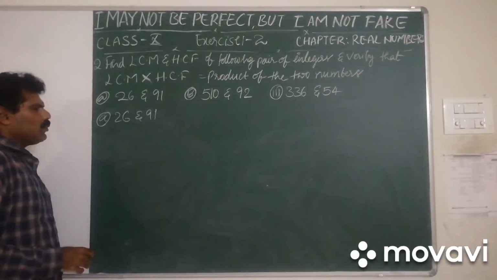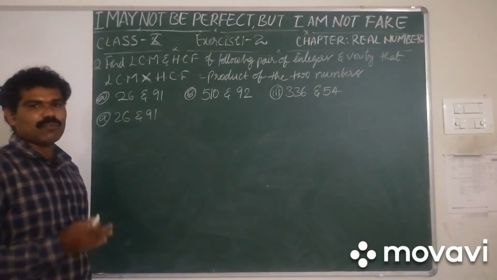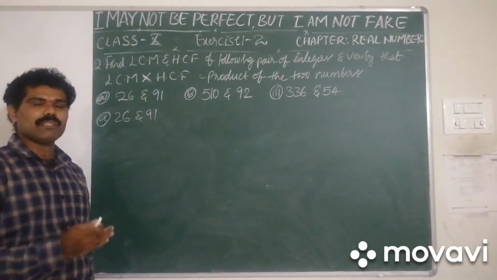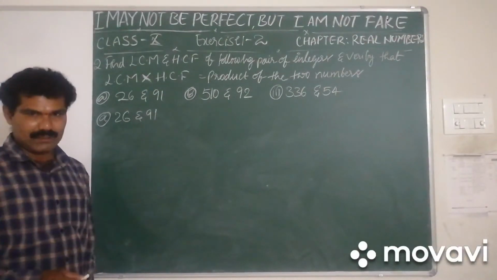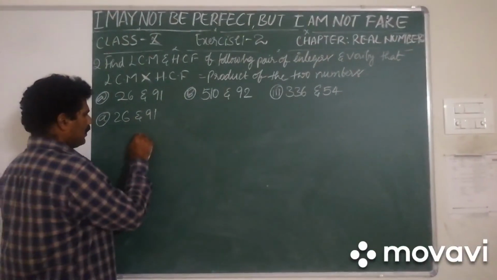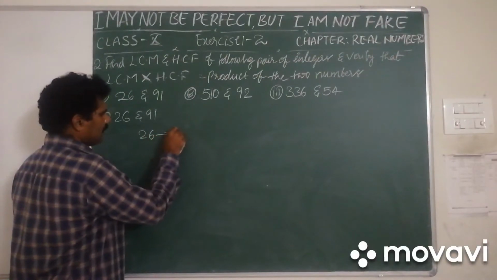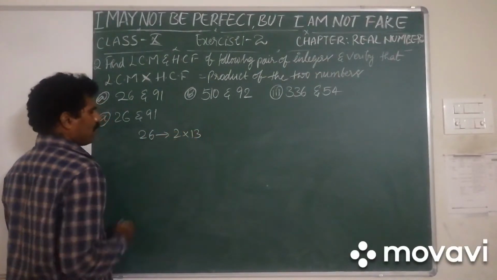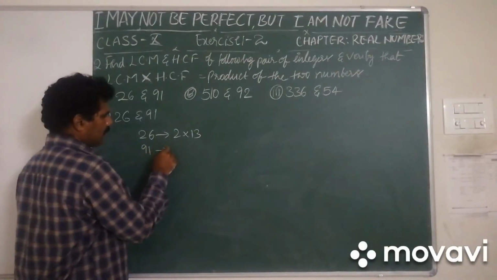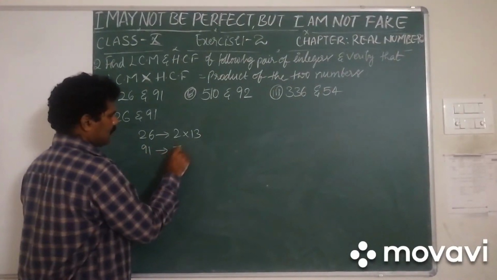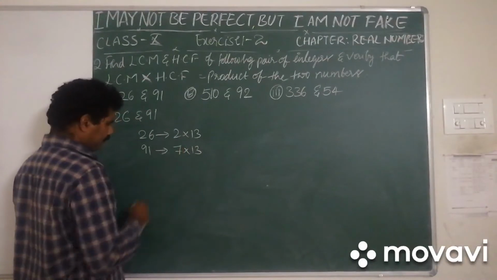Here, to find the HCF and LCM of the given numbers, we are going to represent the numbers as a product of their prime factors. Let me write first. For 26, that is 2 into 13, so both are prime factors. Next, 91, we can write it as 7 into 13.